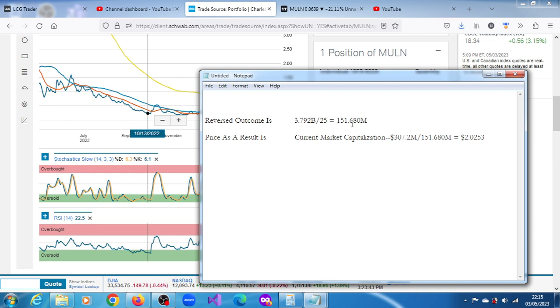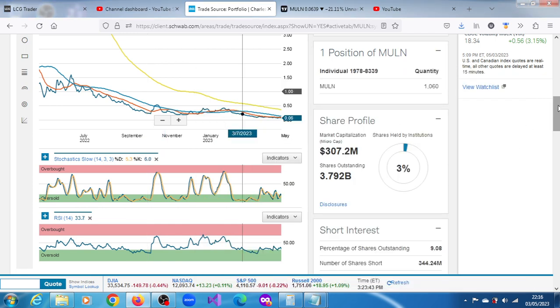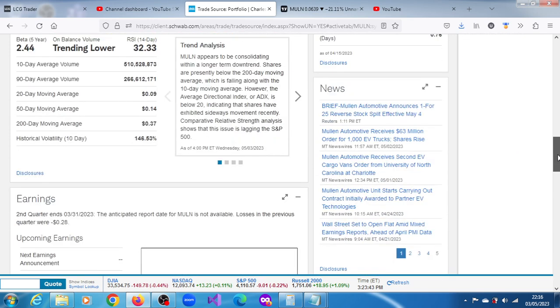The market capitalization shouldn't change. The value of the stock still remains the same. So if that is the case, then we divide the market cap by the resulting shares outstanding, and we find a price of $2.0253. But there could be other things that may be factored in, which I may not have done. So that is what's going on right now. That is what may happen as well.